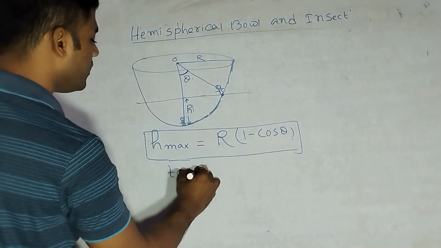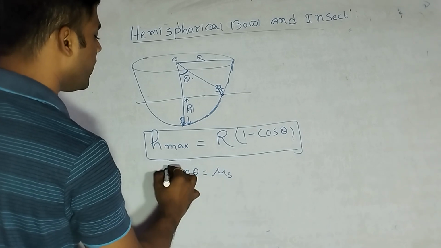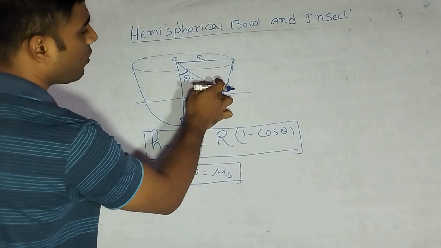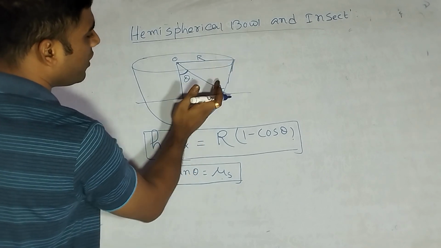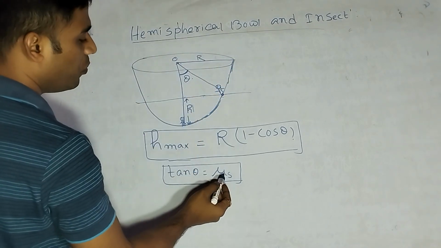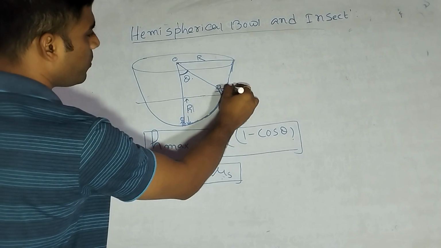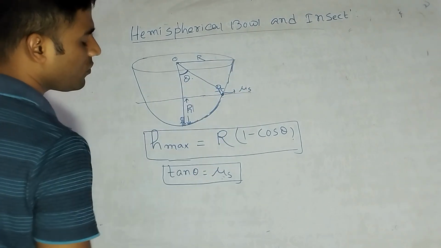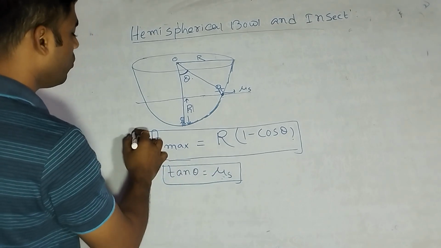Tan theta is equal to mu s. What is mu s? It is the coefficient of friction between the insect and the wall of the hemispherical bowl, the coefficient of static friction between the hemispherical bowl and the insect. This is mu s. These are the two conditions.